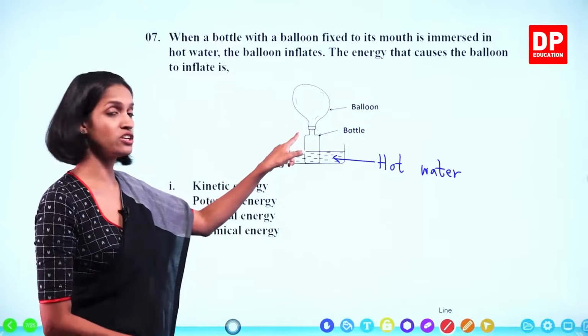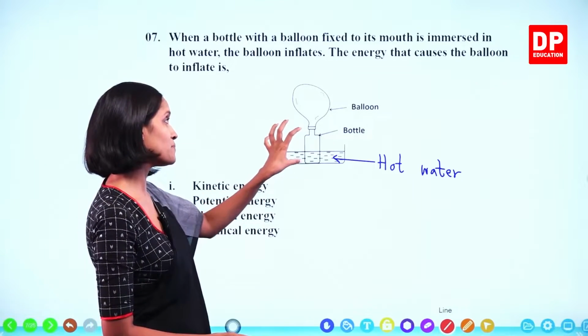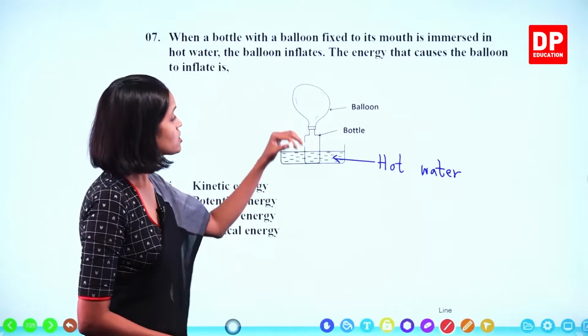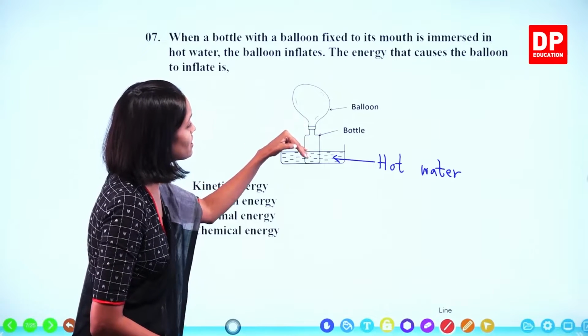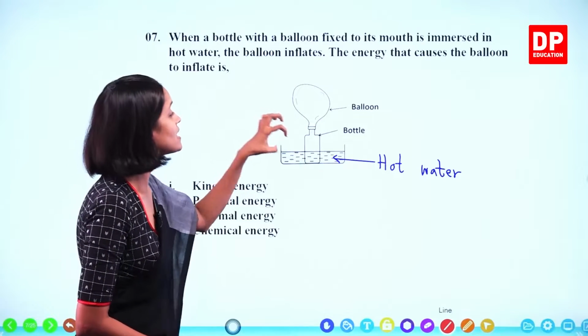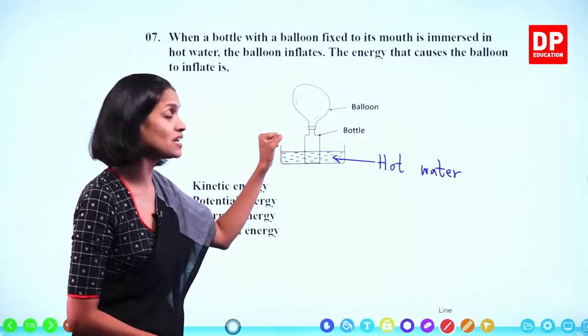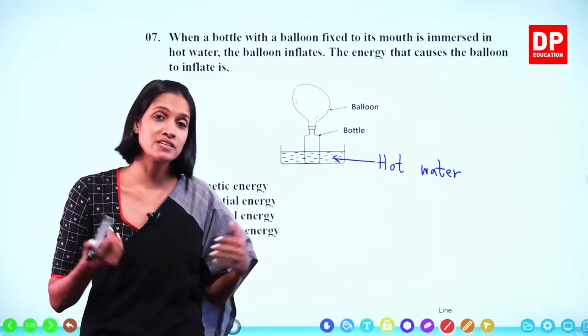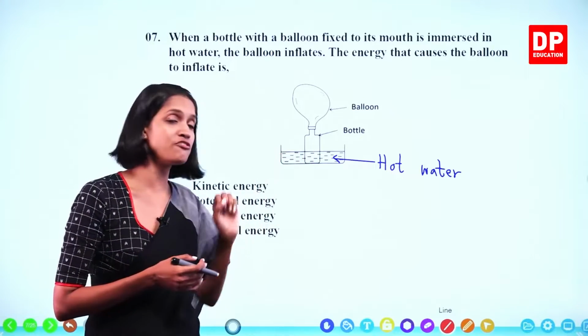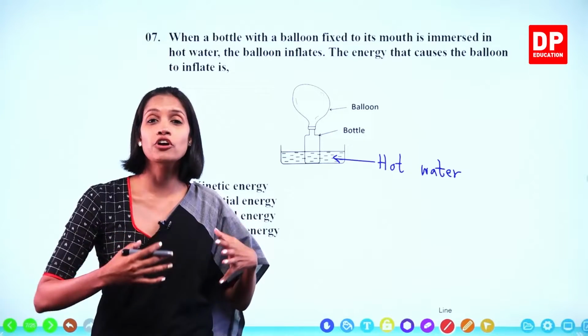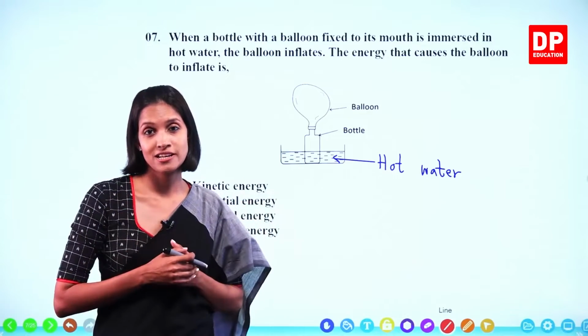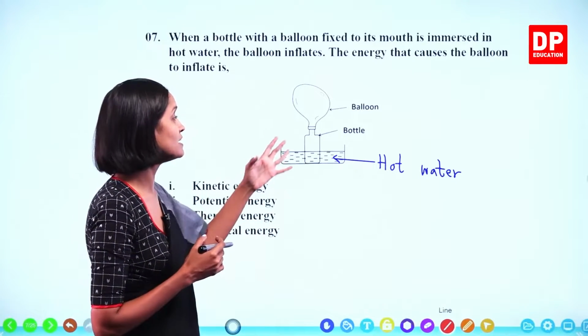Now even though the bottle looks empty, you all know that air is present in the bottle. So when you immerse this empty bottle in hot water, what happens? The air inside the bottle absorbs heat and the air expands. What is the meaning of expansion of air? During expansion, the volume of the air increases. The volume of the air increases.